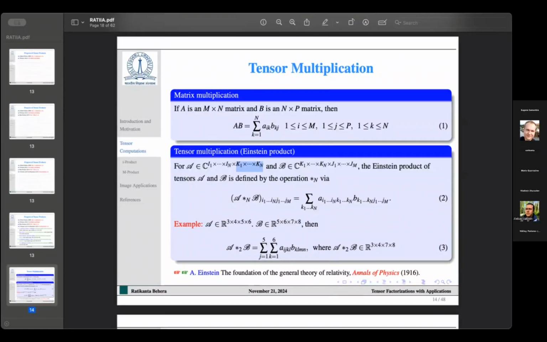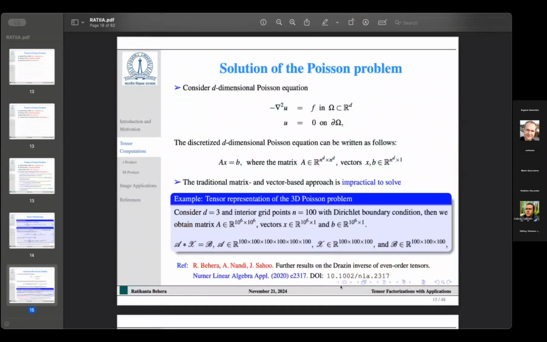Those people who are interested to know about tensors can go through this Einstein product, the foundation of the general theory of relativity. Okay.